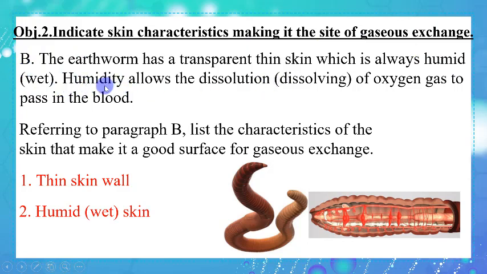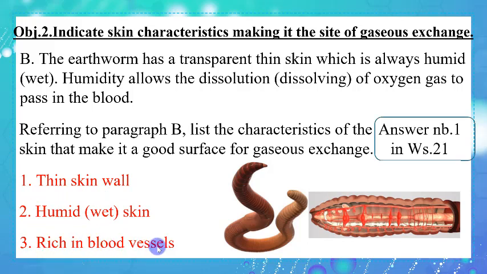The importance of the humidity of the skin is that it allows the dissolution of oxygen gas to pass in the blood. Here we have the third characteristic, which is the presence of blood vessels. So the skin is rich in blood vessels. The three characteristics of the skin which allow gaseous exchange are a thin skin wall, humid or wet skin, which is rich in blood vessels. Now please write the answer of question 1 in worksheet 21.